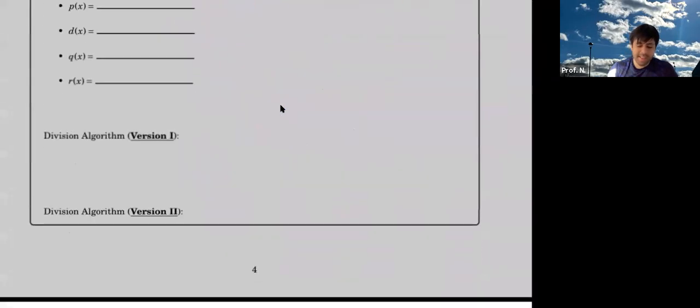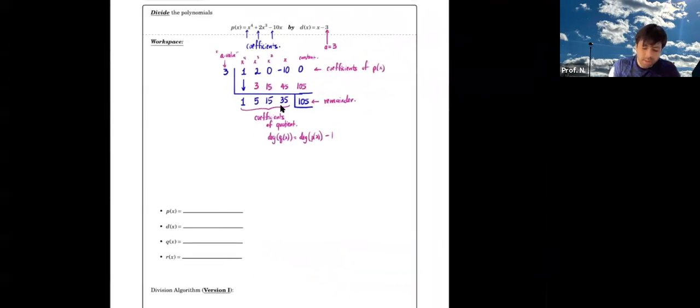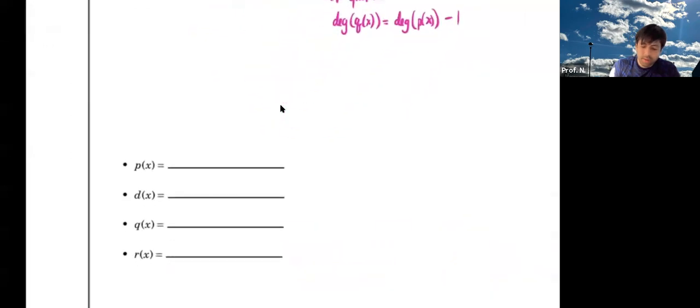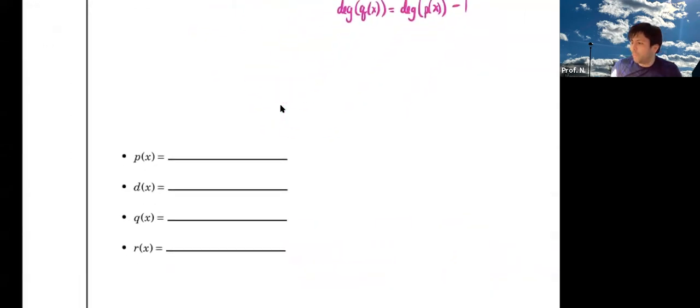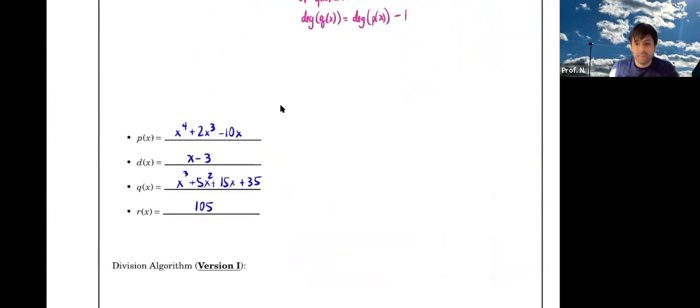Okay, so let's do this real quick. We already know how this ends, right? P of x, we know P of x is what? It's x to the 4th plus 2x cubed minus 10x. We know the divisor is x minus 3. We know the quotient is x cubed plus 5x squared plus 15x plus 35, and we know the remainder is 105.